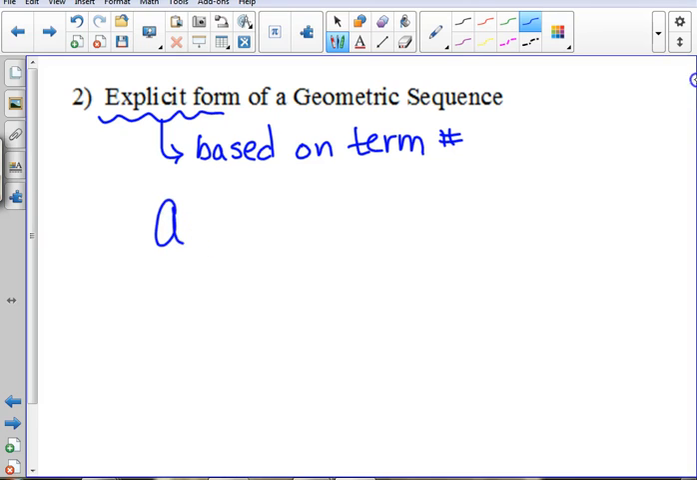So, does your worksheet use A sub n, U sub n, P sub n, B sub n, A sub n? Okay. Sometimes I worry that you think that means arithmetic and it doesn't. It's just a letter. All right.